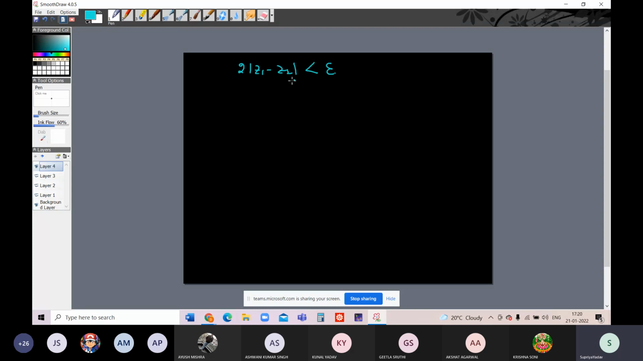Okay, so we will come here. 2 times mod of Z1 minus Z2 is less than epsilon. So mod of Z1 minus Z2 should be less than epsilon by 2. So here we will choose delta is equal to epsilon by 2. So let us choose delta is equal to epsilon by 2.